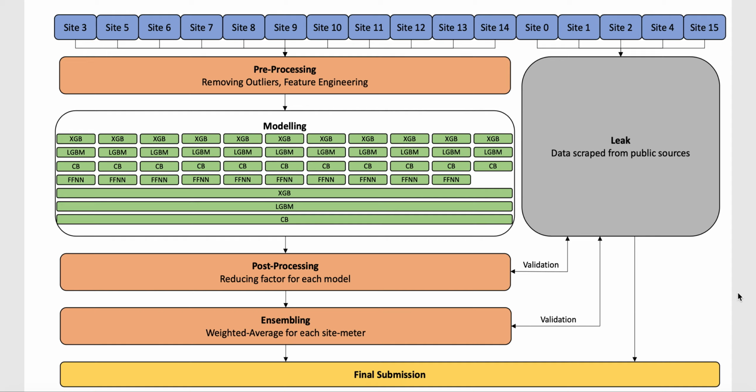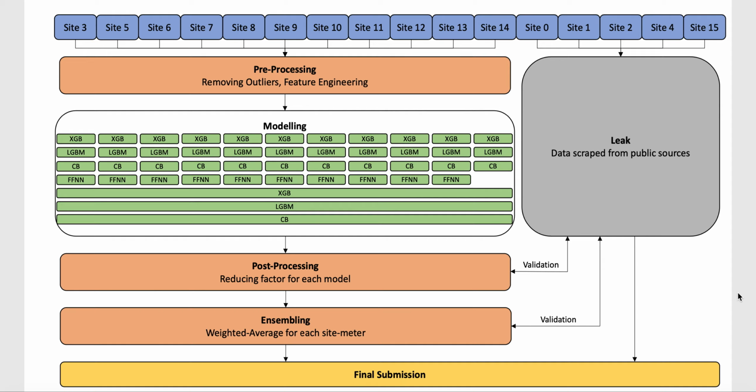For ensembling and combining our models, we just used a weighted average. For every site and meter combination, we had a different set of weights. So the post-processing factor, as well as the optimal weights for every site and meter level, were found by looking at three base metrics. One was our cross validation framework, which was done using the training data split on month.